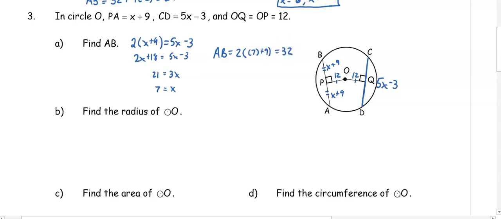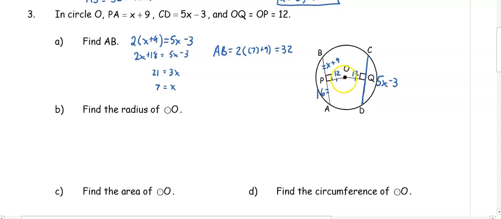So to find the radius of circle O, we now know that 7 is x, so we know that AP is 16 because 7 plus 9 is 16. If we draw in a radius from O to A, we have a right triangle. So we can do Pythagorean theorem to find our radius. So r squared equals 16 squared plus 12 squared. r squared is equal to 400. So r is 20, which means our radius of the circle is 20.